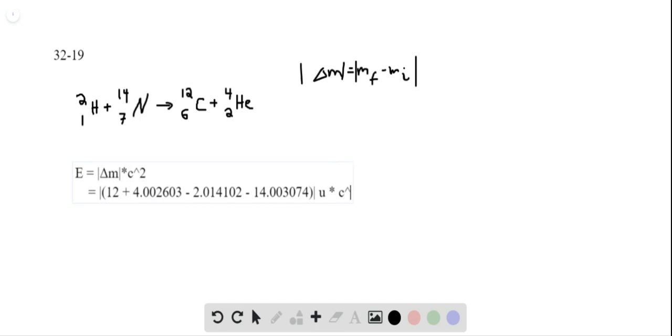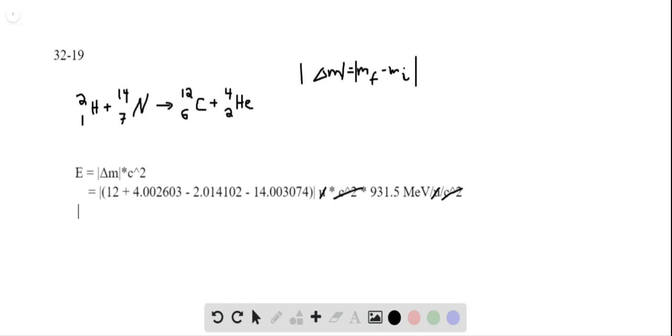Multiply this by our c squared. However, we want an energy in terms of MeV, so we can multiply this by a conversion term, 931.5 MeV per u per c squared. So this is the value we use to convert from atomic mass to energy. Our u term cancels out with this u, our c squared term cancels out with this c squared. What we're left with is simply MeV.